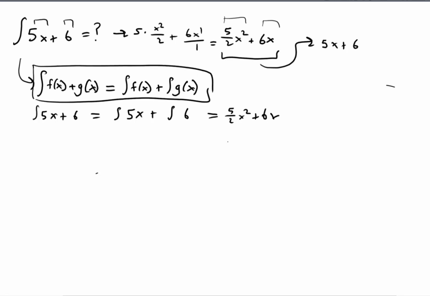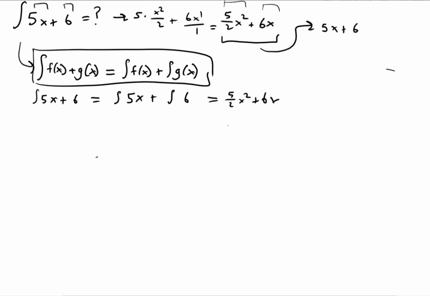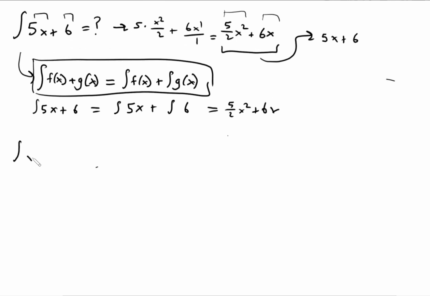Let's move on to our second example. Let's say we have the integral of x squared times 2x cubed. What is this going to be equal to? Okay, if you want to use the power rule again, we'll get x cubed over 3 times 2x to the 4th over 4, which is just 1/3 x cubed times 1/2 x to the 4th. And we can simplify this and make this 1/6 x to the 7th.